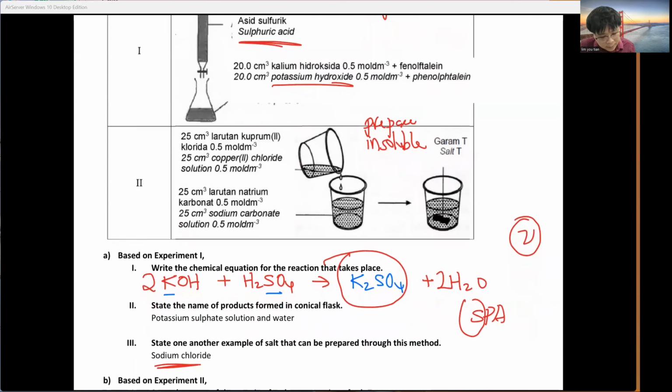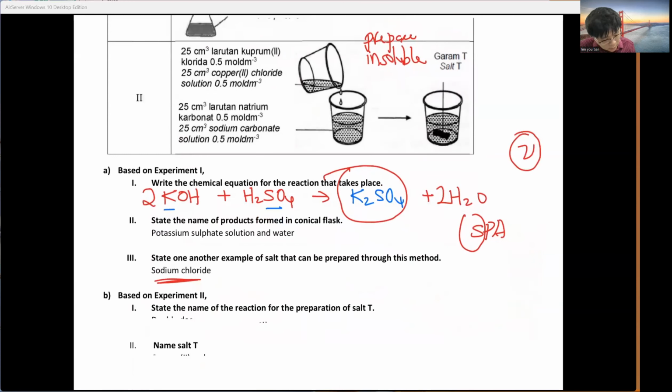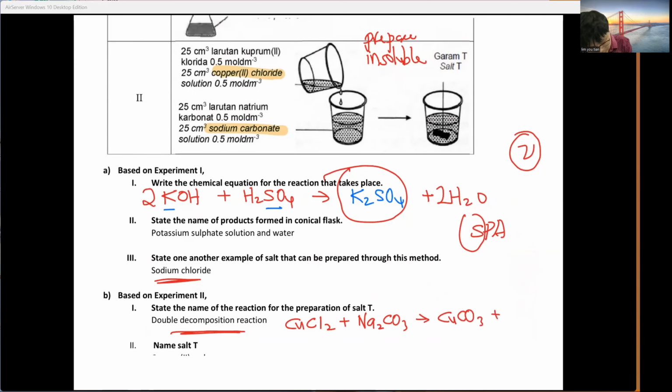Okay, then move on to method number two. State the name of the reaction. So to prepare an insoluble salt, the reaction is called double decomposition reaction. Then you look at copper 2 chloride and sodium carbonate. So I try to write out copper 2 chloride, CuCl2, plus sodium carbonate. It becomes copper 2 carbonate plus sodium chloride.